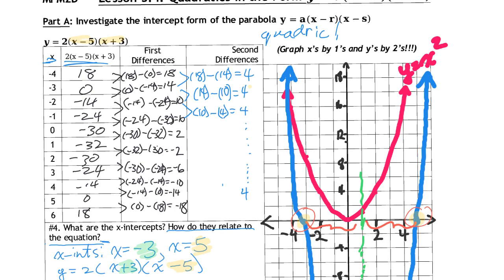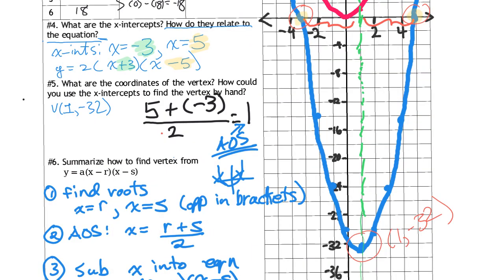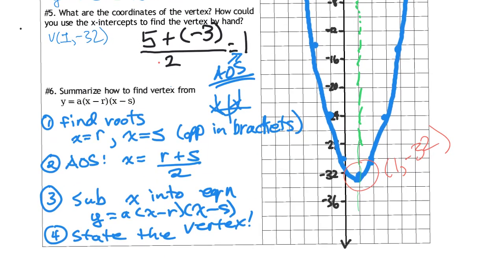Then in order to find the vertex, we plug our value for the axis of symmetry into our original equation. y is equal to a, x minus r, x minus s, and then you just state what the vertex is in the form h and k, like how we did before, okay?